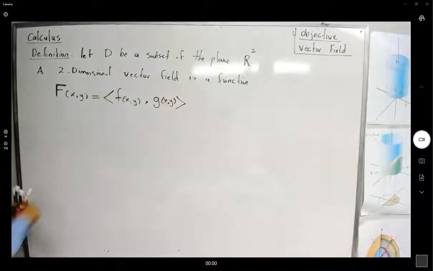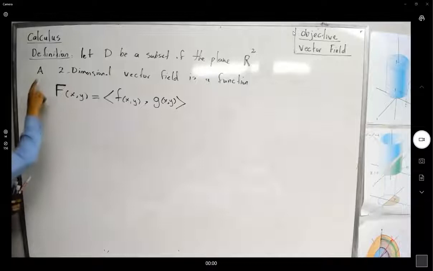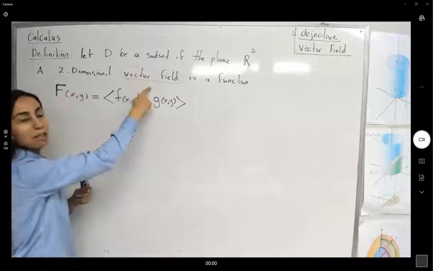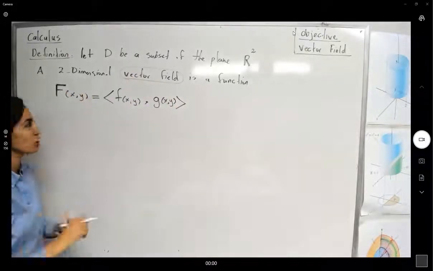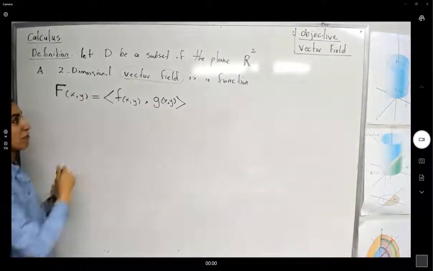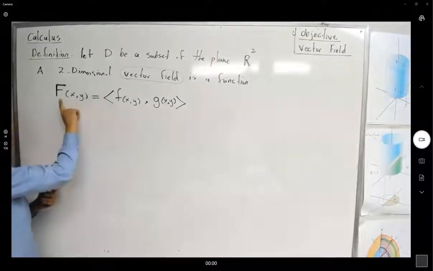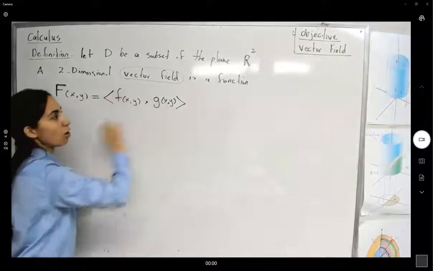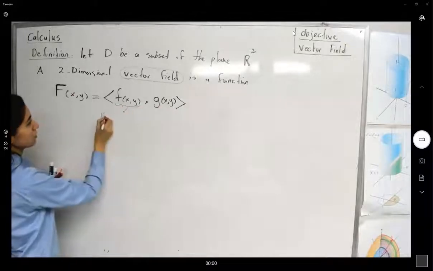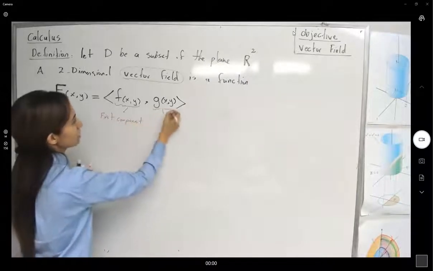So suppose D is a subset of the plane. A two-dimensional vector field is nothing but a function that is defined in the form of a vector. The first component of the vector is a function, and the second component of this vector is also another function. So this is our first component. And this is our second component.